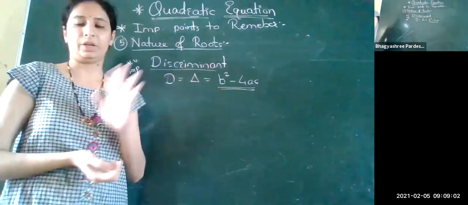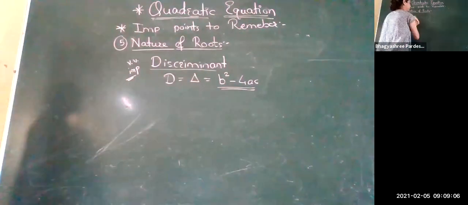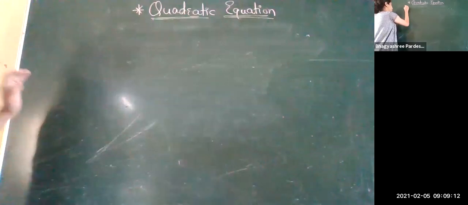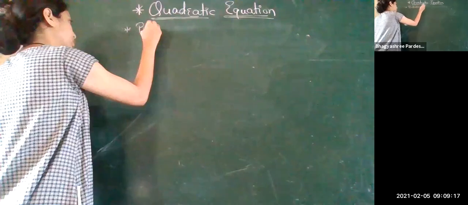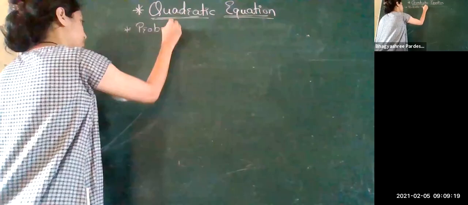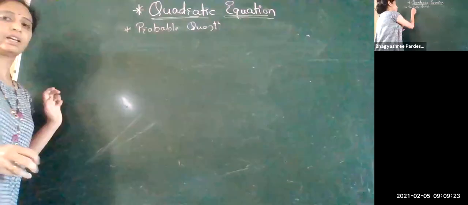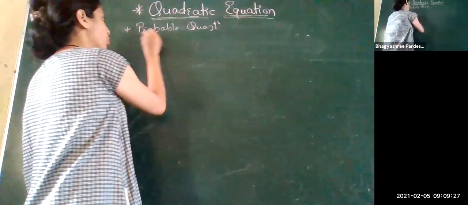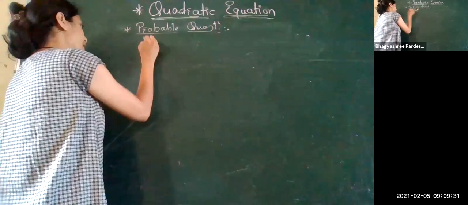Okay. Now let's see how the questions can be asked based on these important points. The probable questions. Students, if you do just this, whatever points I just told you, then also you can score very well in this. Right now, we are going to see the probable questions which can be asked for 1 mark or 2 marks only.